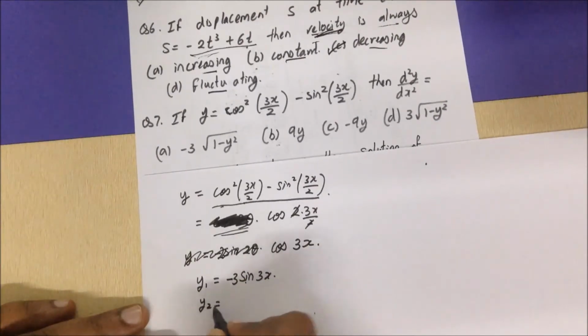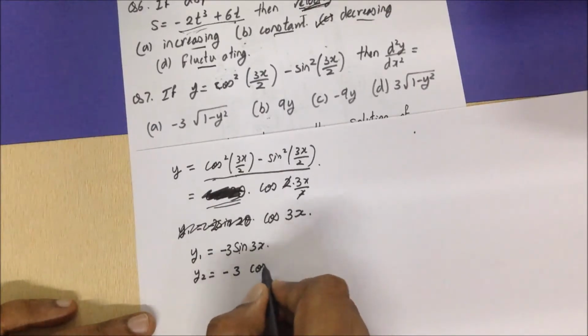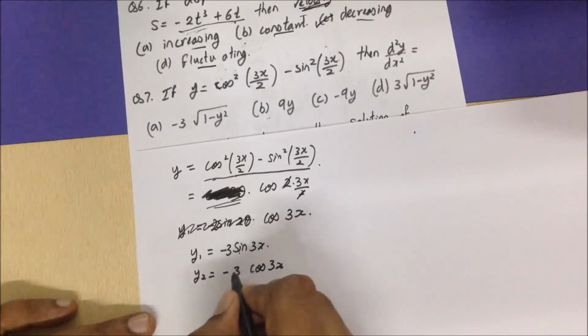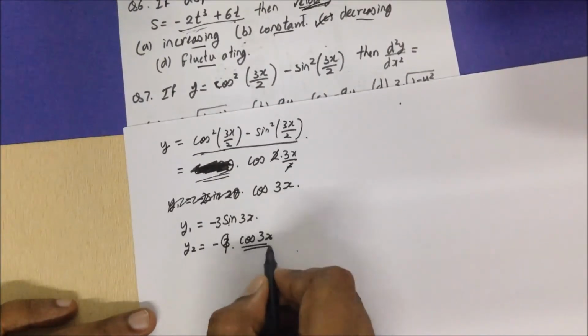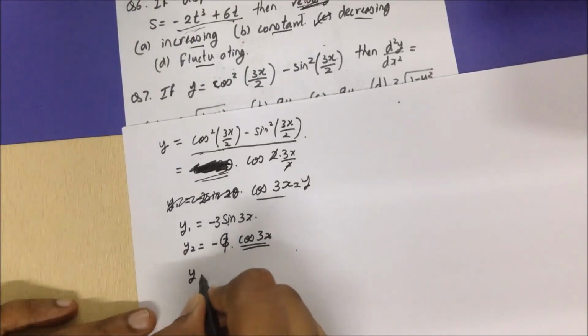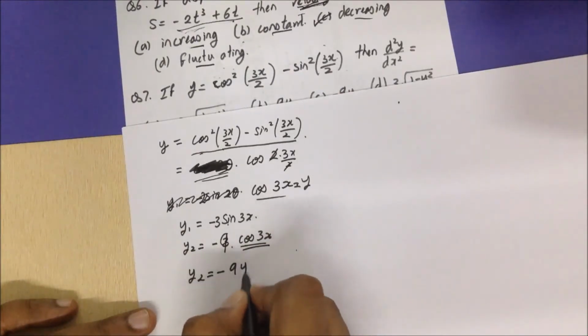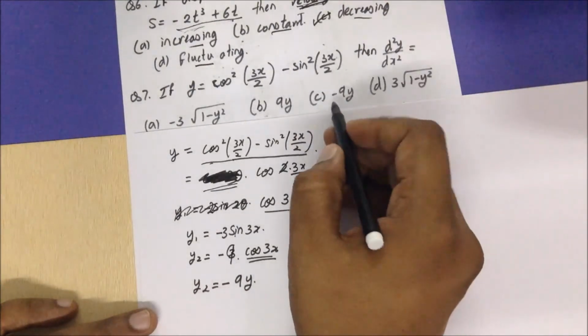Then the second derivative is going to be the derivative of sine, so that's going to be a cos 3x, and the 3 again comes outside, so that's going to be a 9. You know that your cos 3x is nothing but your y. So that is why your y2 is going to be minus 9y. If you just look for the option, that's going to be your option.